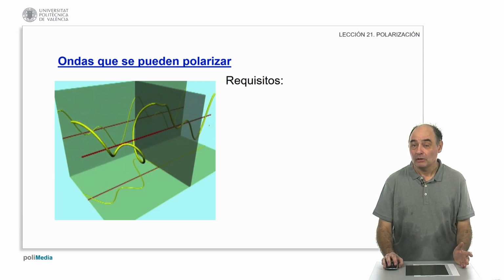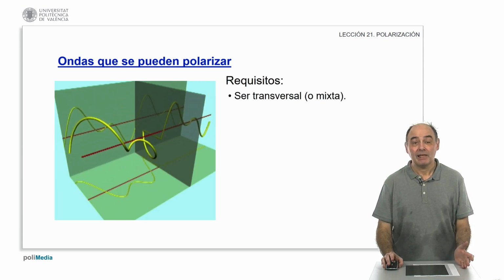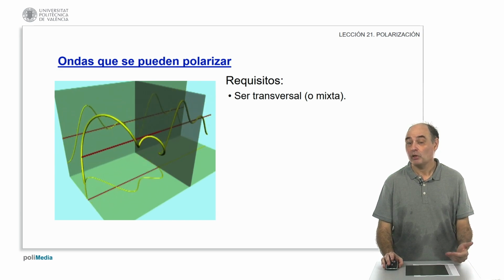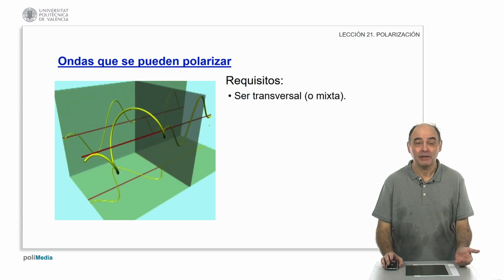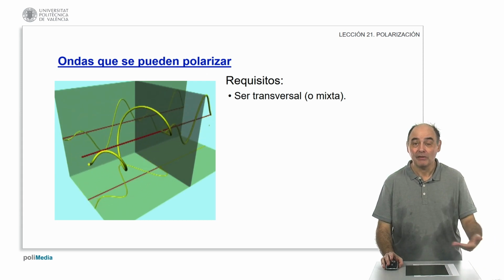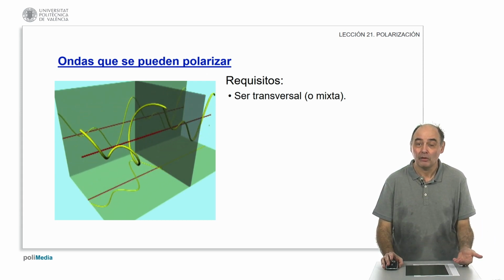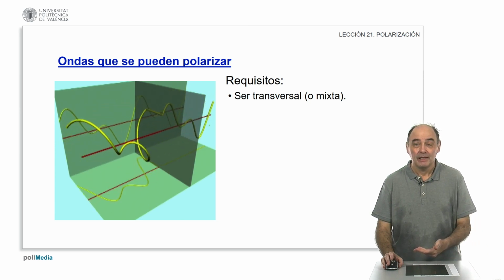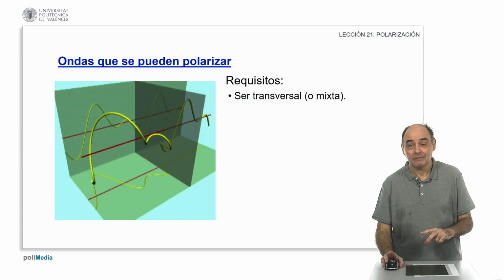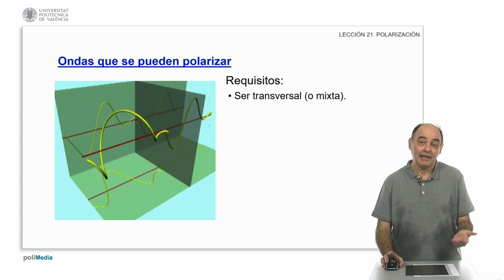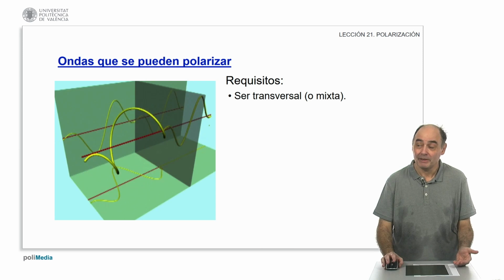First requirement, it must have a transverse part. A longitudinal wave like sound is not polarizable. Sound vibrates along the red line that we are seeing there, not perpendicular to it, and it would not be affected at all if there was any kind of polarizer. It would remain exactly the same. I need it to be a transverse wave, or transverse and longitudinal. The longitudinal part would not be affected, the transverse part would. So it would also work with mixed waves.